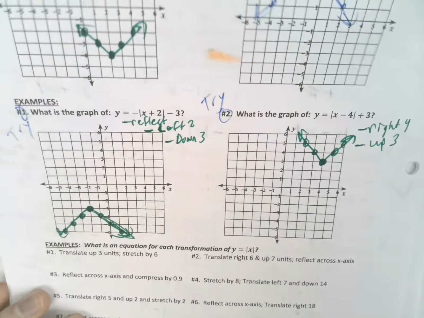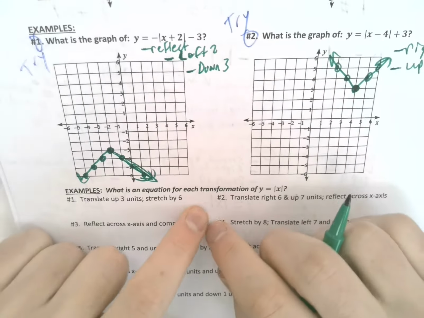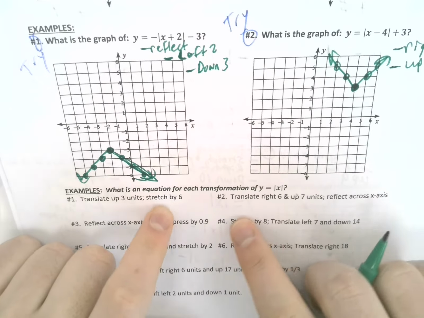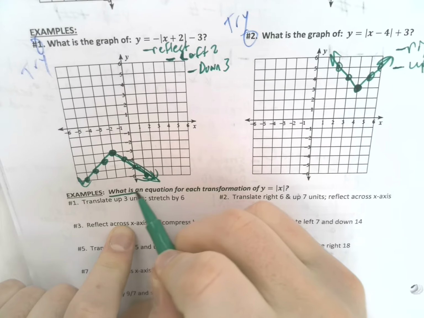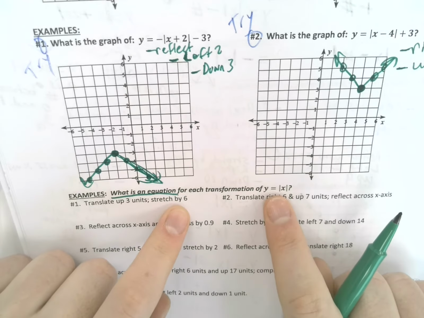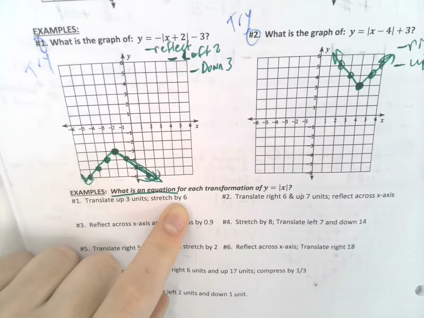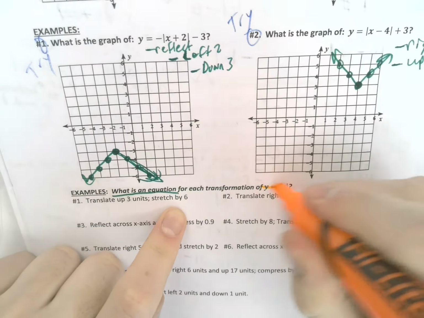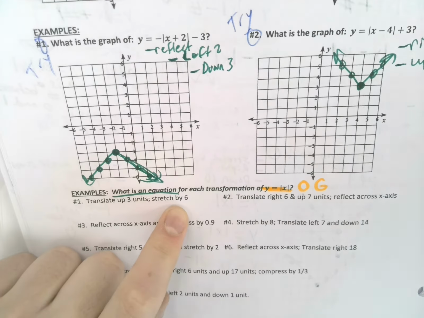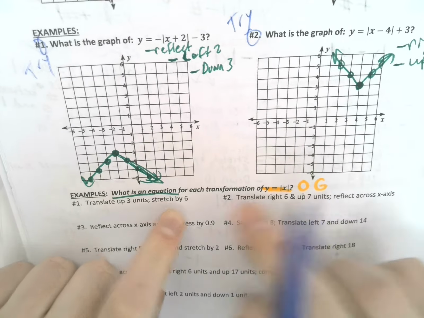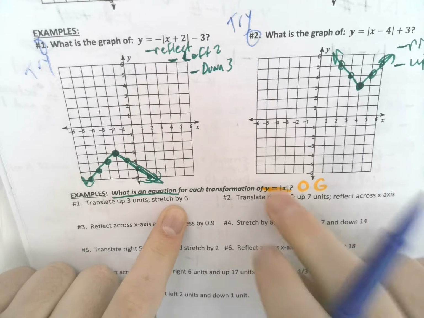All right, guys, we made it to the last part. And I really like this section down here. Check it out. What is an equation? So we're actually going to write the equation for each transformation. Where this is right here is our OG. So this is where we start at the origin, and we're going to transform this by adding some different things to this equation. So check it out.